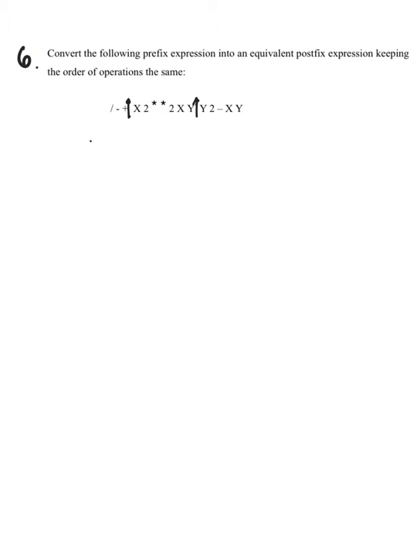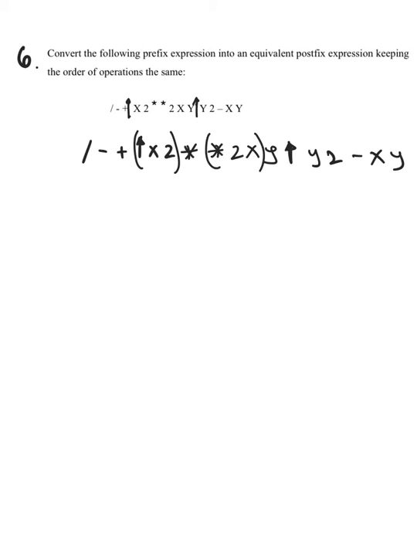So I'm going to start by rewriting this problem, and it becomes, as you see below, the same thing. And then because it's a prefix expression, I'm going to draw brackets around an operator followed by two numbers or variables. So that's going to look like the up arrow x2, the multiplication sign 2x, the up arrow y2, and then minus xy. And then using that, I'm going to convert to postfix as the question asks.